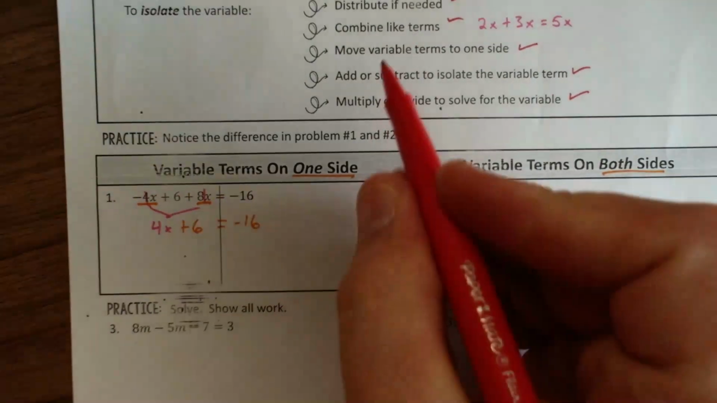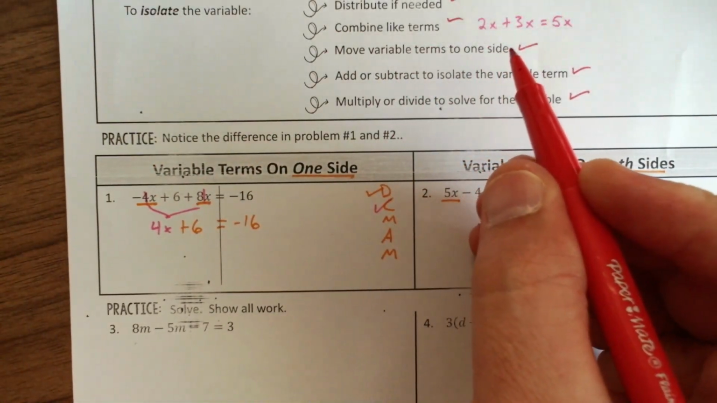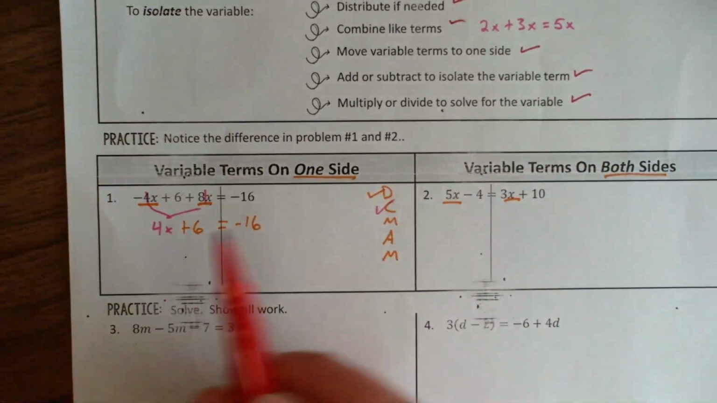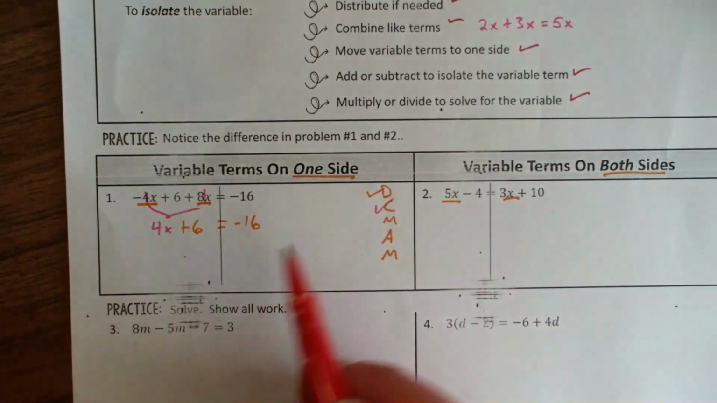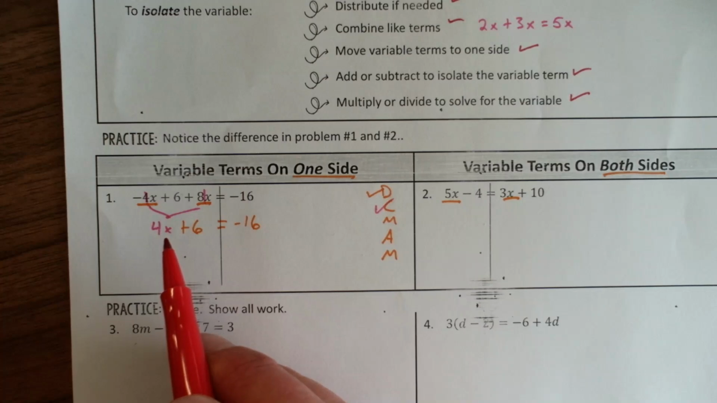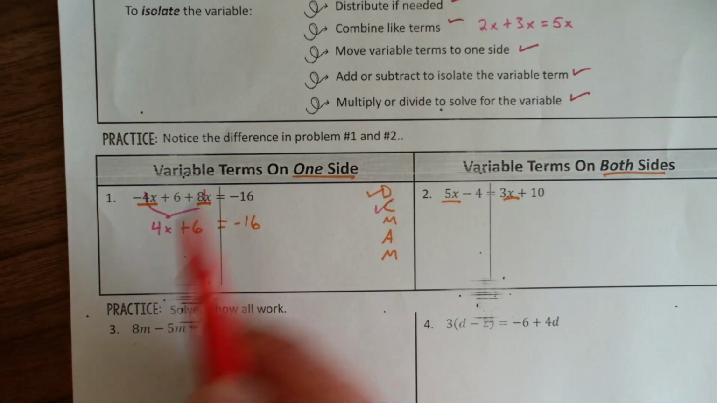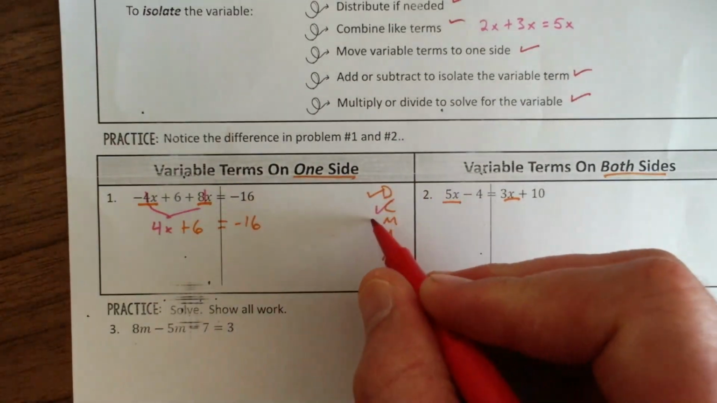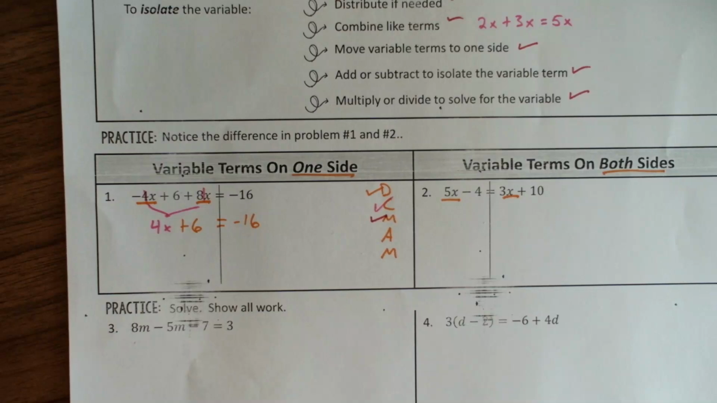Step number 3, move the variable to one side. So if I have two variables, if I have them on both sides, I want to move them, and I always want to move the smaller variable. Here, I only have the 4x on this side, so there is no action here. So that step is done.